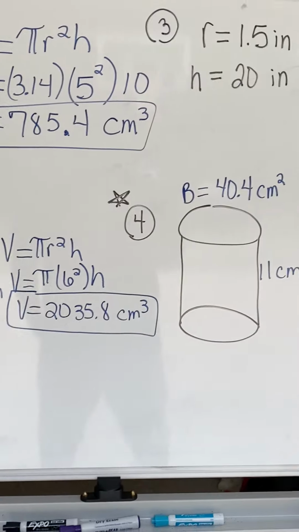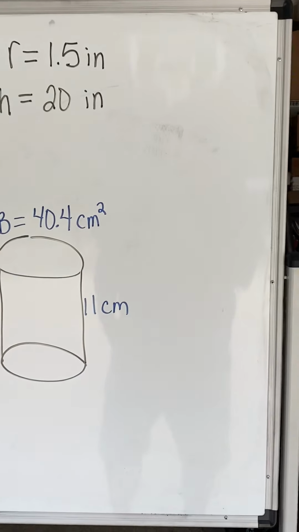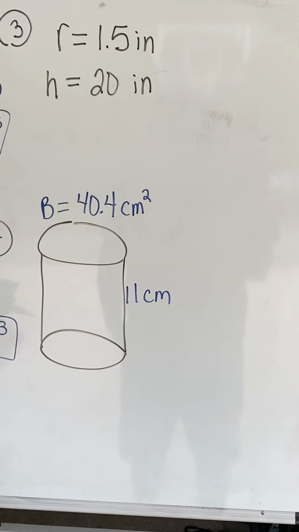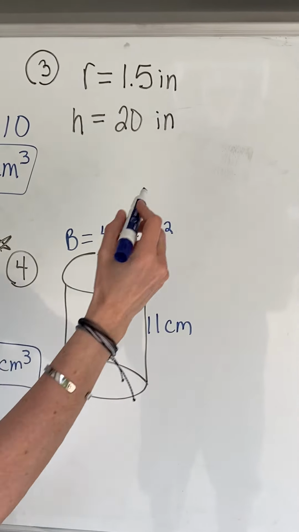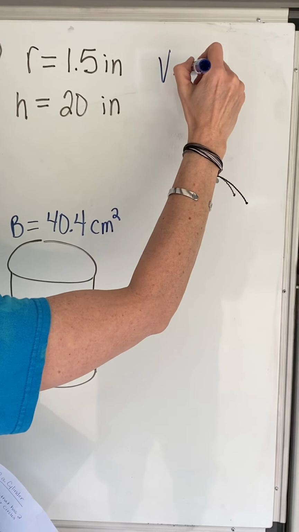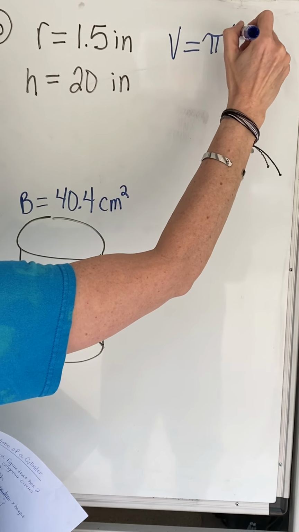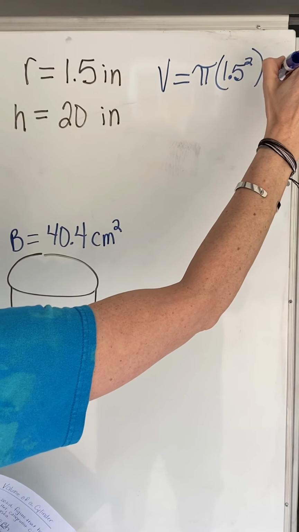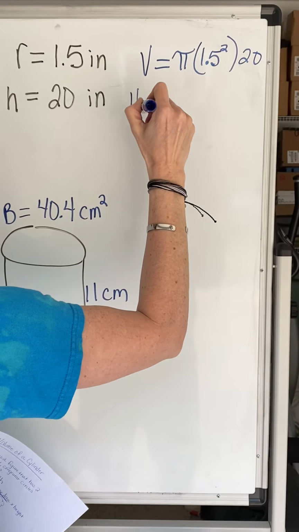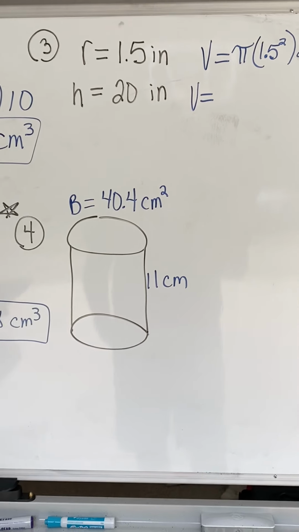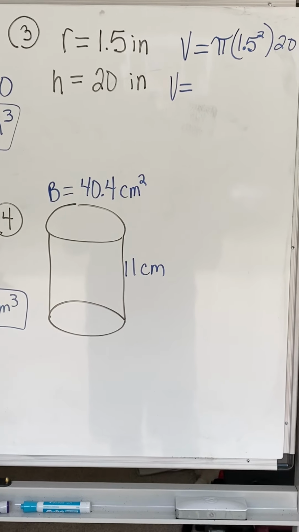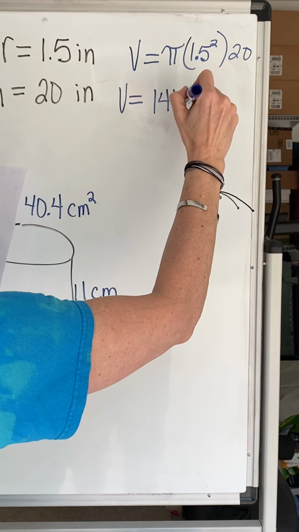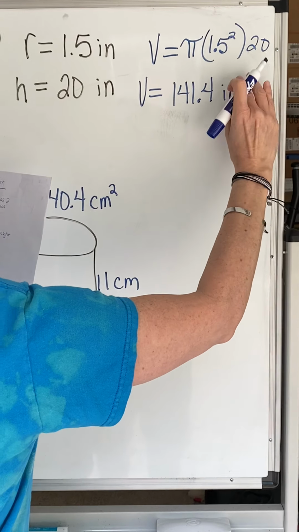Okay, example number 3, you might have some questions where they don't give you a figure, they actually just give you a value for r, the radius, and give you a value for h, which is the height. So you're still going to plug this into the formula just like we did. That's going to be pi times 1.5 squared, don't forget to square that, times 20. Plug that into your calculator. You can use 3.14 for pi if you'd rather do that. And the answer to number 3 would be 141.4 inches to the third power.